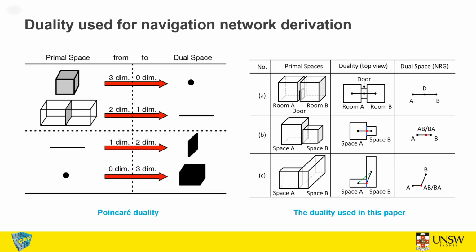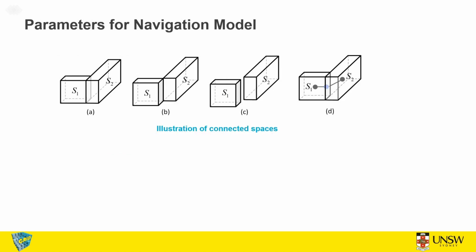Case B and C illustrate cases when door is not available. In the two cases, additional step is needed to ensure that the edge does not go outside of the space. In our research, we consider all the spaces that are sharing face like the two spaces in case A are connected. Then, they can be used for navigation network creation, see figure D. But the spaces in case B and C are considered disconnected.